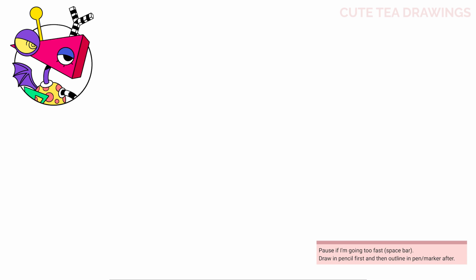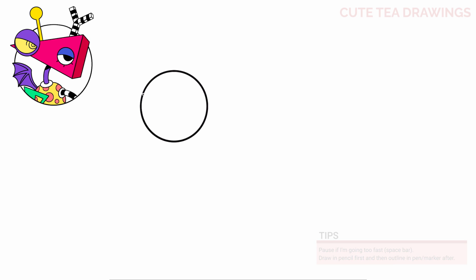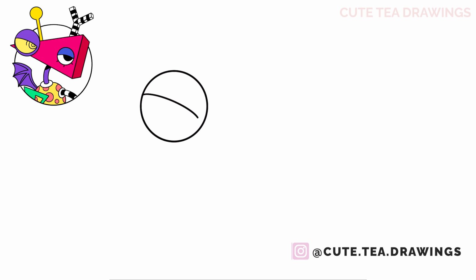Okay, let's first start off by drawing the first eye with a circle on the left. Now let's move in, and from the left, let's draw a curve over to the right and down. And then a large curve underneath.